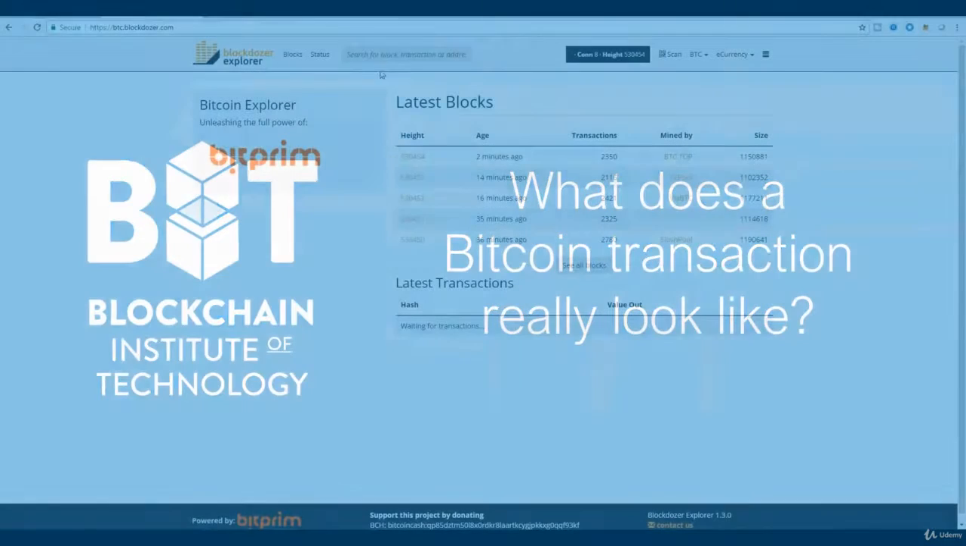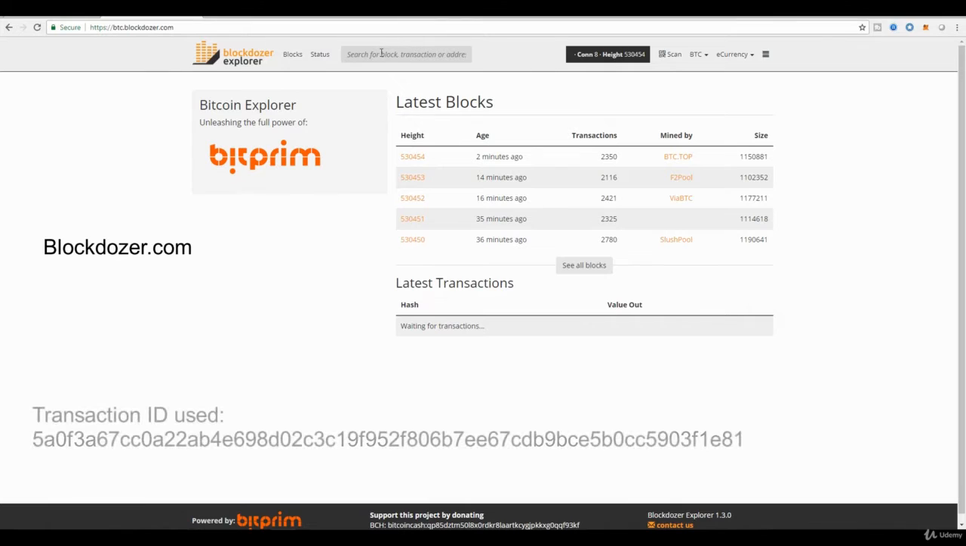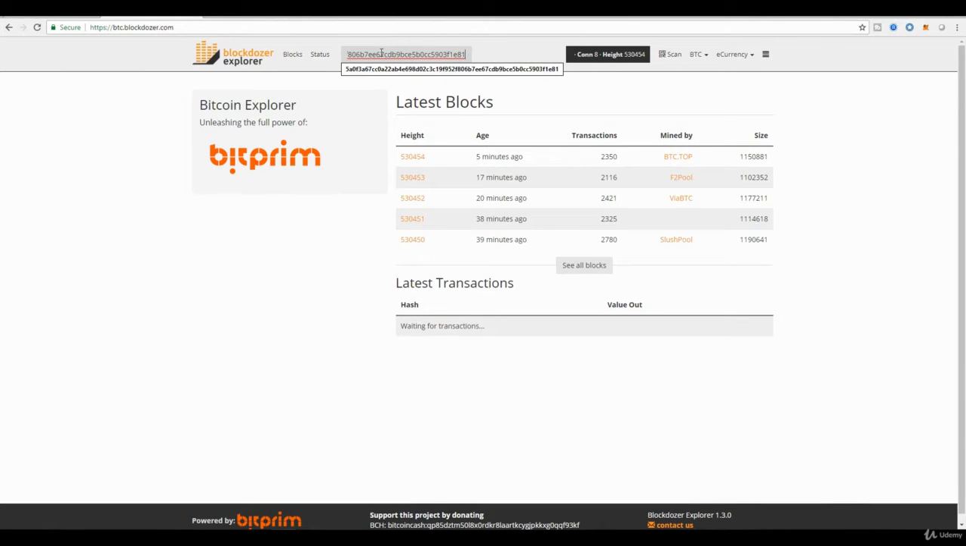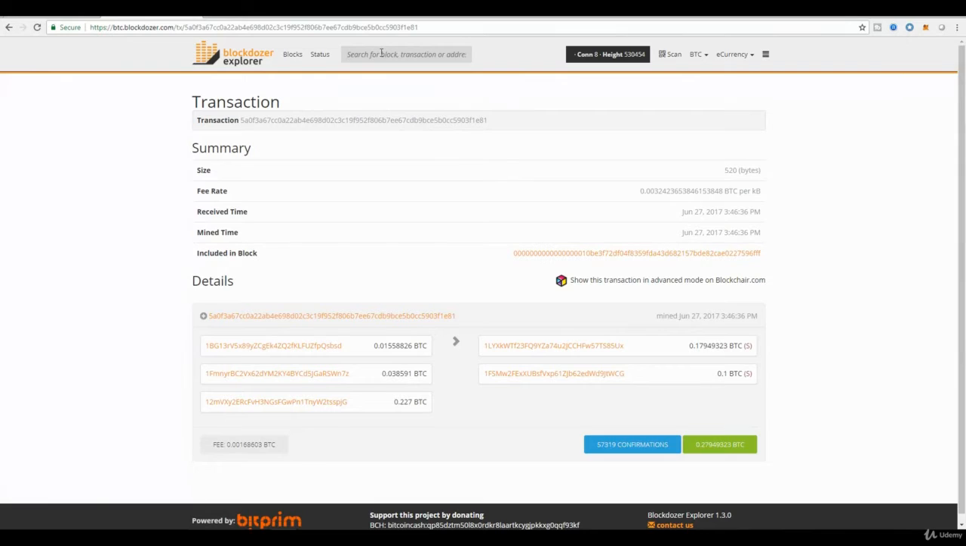To do so, I will be looking at a different block explorer. Right now I'm looking at blockdozer.com, and I will look for the same transaction that we were looking for. Once I paste it inside, you'll see it's the same transaction ID that we used before. What we will see now is that transaction on this block explorer. You'll see the same information.